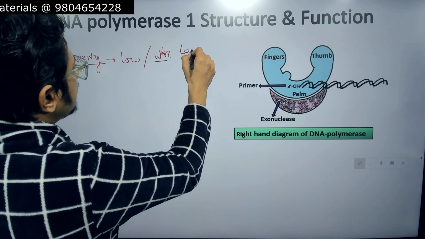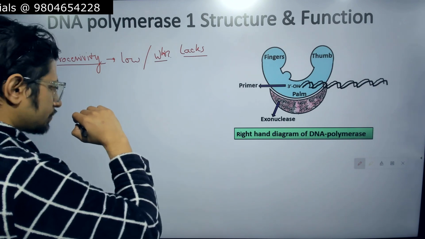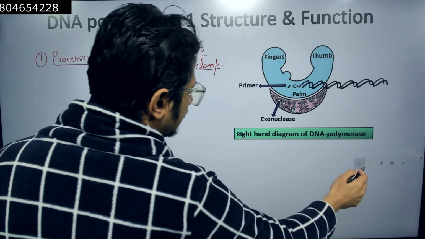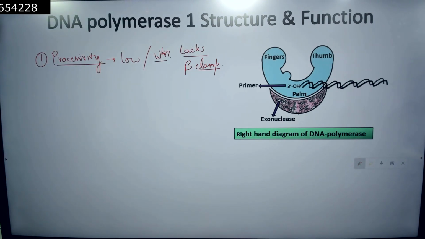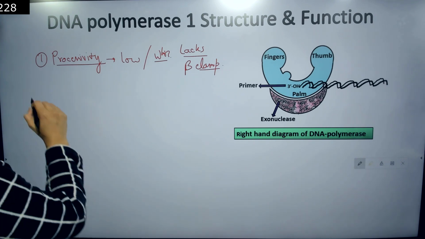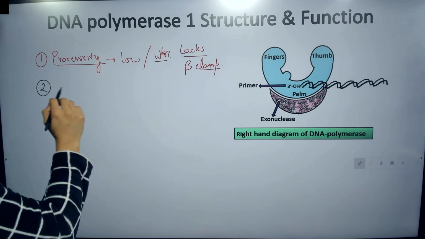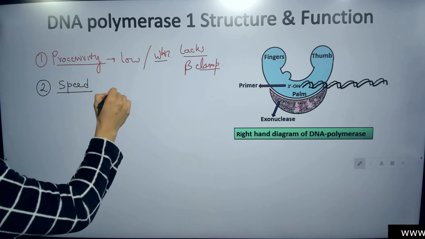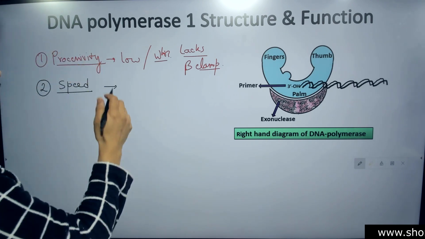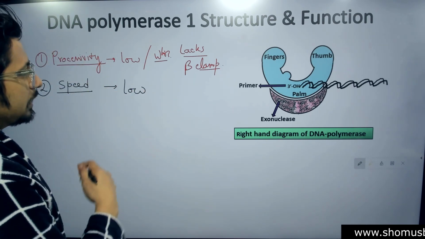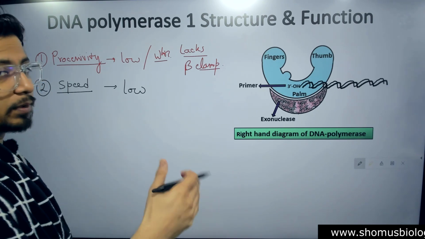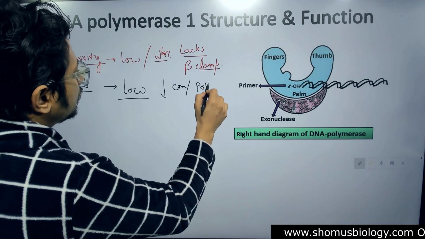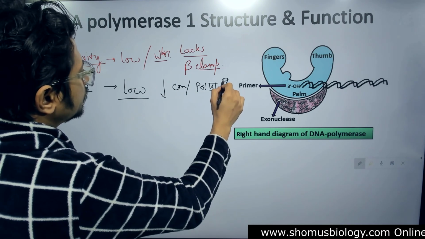Because it lacks the beta clamp. There are no clamp proteins present here. It lacks the beta clamp, and that is why the processivity is low. The second thing we want to talk about is the speed. The speed of polymerase 1 is also low. The number of nucleotides that DNA polymerase 1 can add per second is low compared to Pol 3. For Pol 3 it's huge, it's high.